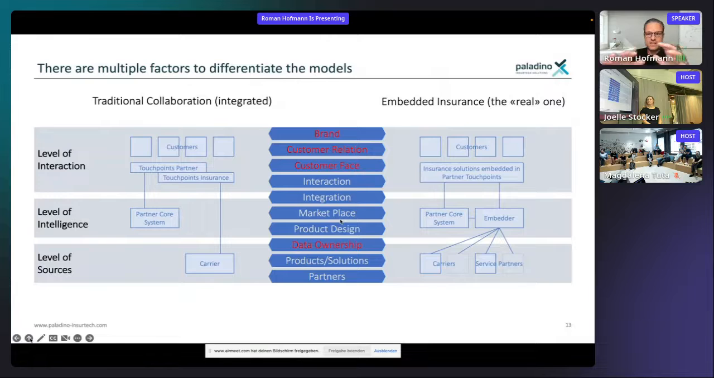There are many differences in details. I can explain that to you for hours. Just to highlight a few. In a traditional collaboration, the brand of the insurance or the bank is in the foreground. Here, for example, if Lidl would offer insurance products, normally you buy a Lidl product, not whatever insurance company product. So the brand of the third party is in the foreground.